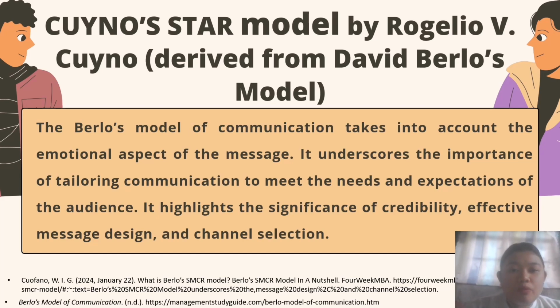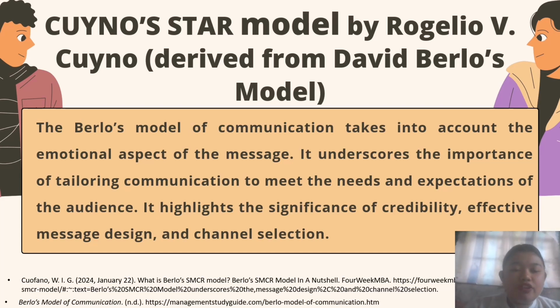So here, before we start with the meaning of that, let's have the first overview: who is Mr. Koino? Mr. Rogelio V. Koino became the dean of the UPLB College of Economics and the first chancellor of UP Mindanao. He proposed the systems communication model, which is a star-shaped variation of Berlo's model, establishing the correlation between and among the five elements of communication.